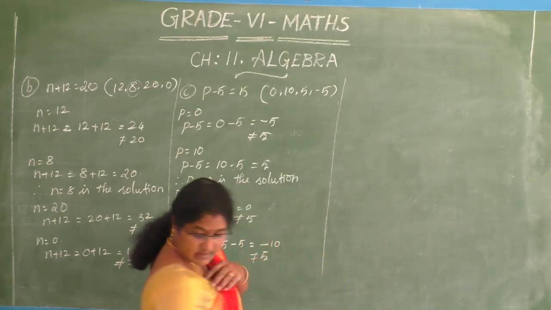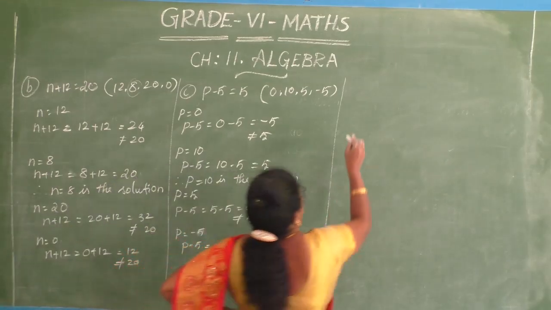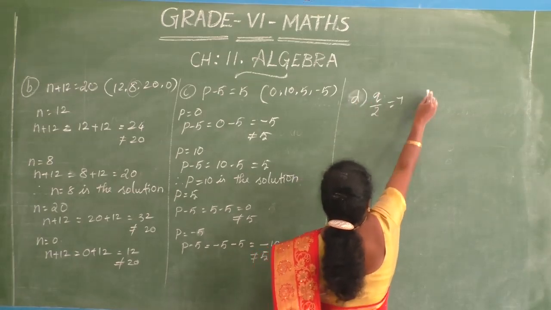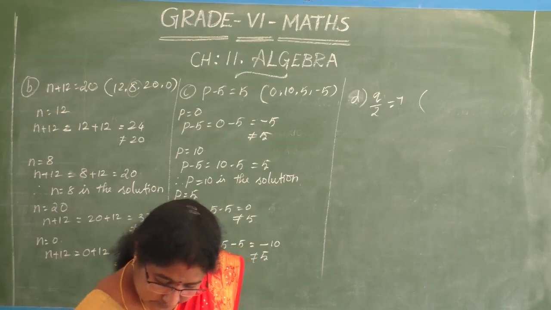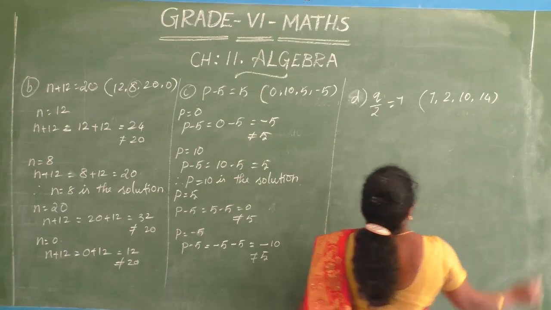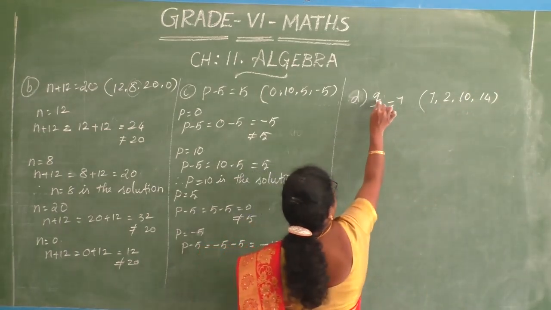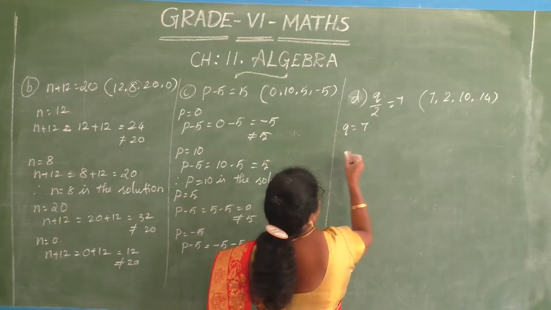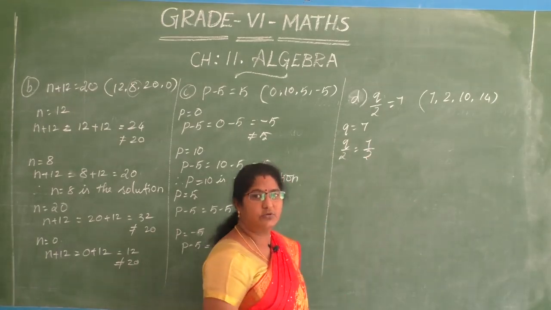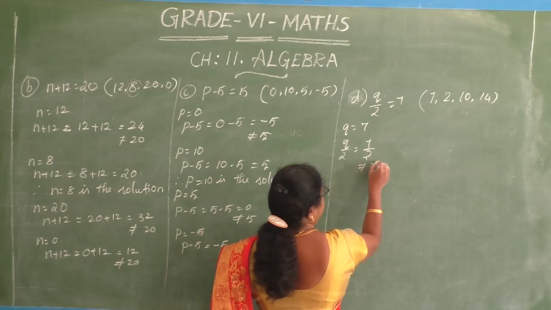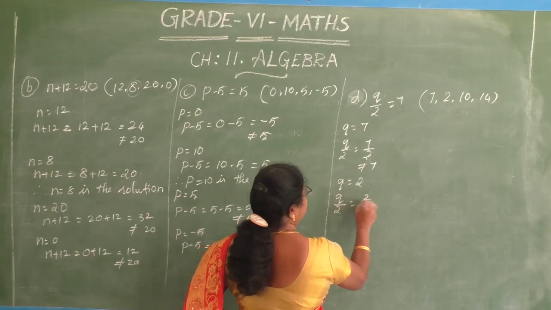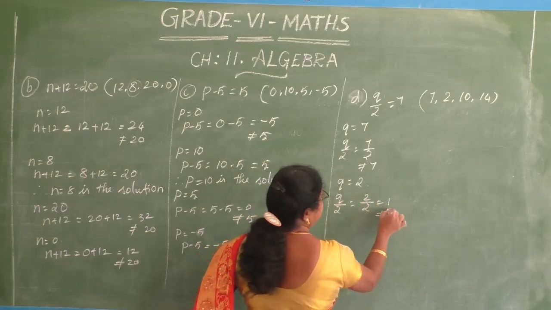Next, q by 2 equal to 7. The values are 7, 2, 10, 14. Same way we have to substitute. Here the variable is q. q equal to 7. Substitute: q by 2 equal to 7 by 2. You cannot simplify. 7 by 2 is a fraction, it is not equal to 7. Okay, next q equal to 2. So 2 by 2 equal to 1. This is also not equal to 7.